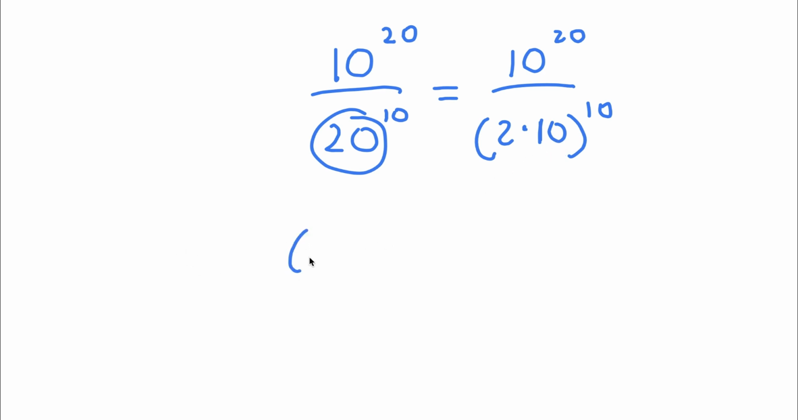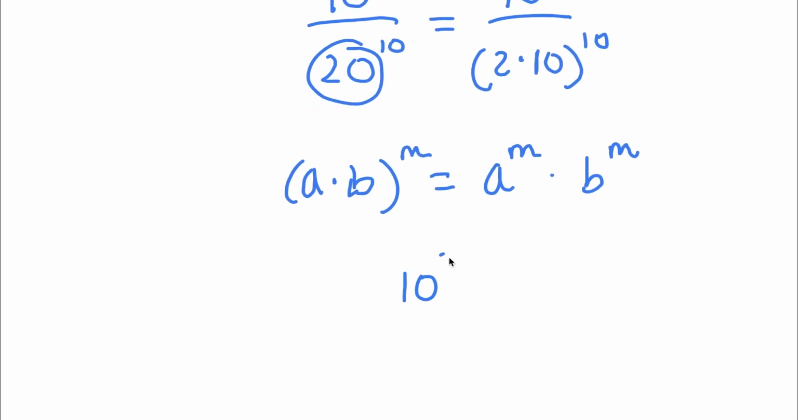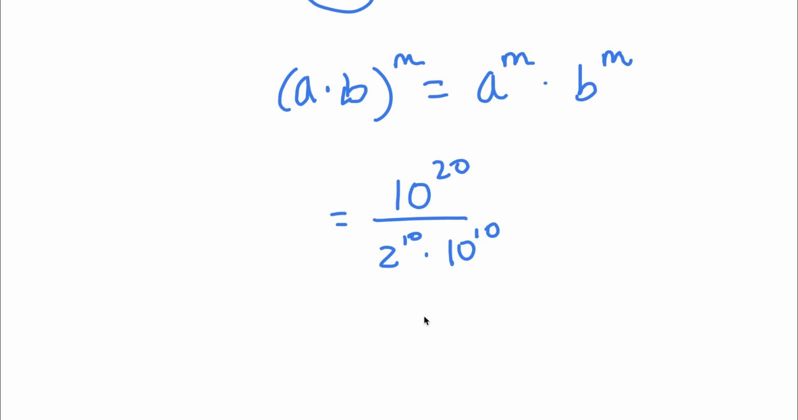Now, if I have something in the form a times b to the power of m, this is equal to a to the power of m times b to the power of m. So 2 times 10 to the power of 10, that's the same thing as 2 to the power of 10 times 10 to the power of 10. Now, I can rewrite this as 1 over 2 to the power of 10 times 10 to the power of 20 over 10 to the power of 10.